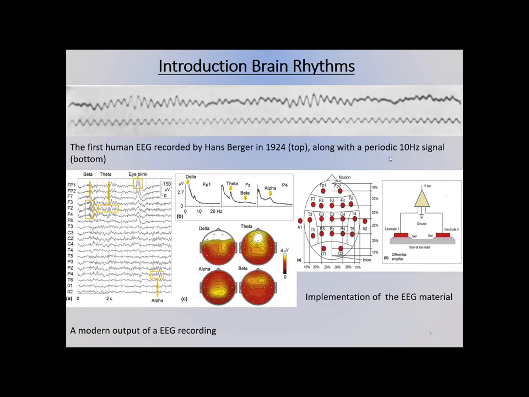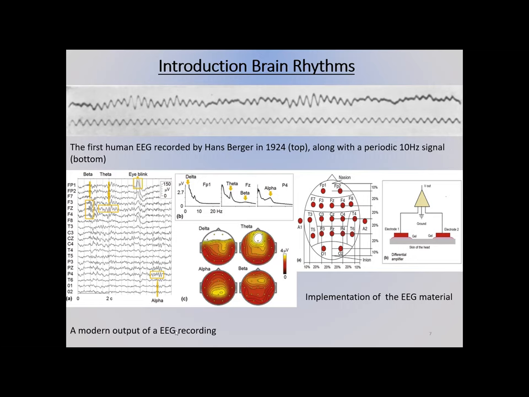All right, just some historical notes. The first EEG recorded in humans was by this German guy, Hans Berger, in 1924, and this is the alpha signal. This is a periodic signal, and this is the recorded signal. You can see typically a rhythm, and you can see with your naked eye that the frequency looks like 10 Hertz.